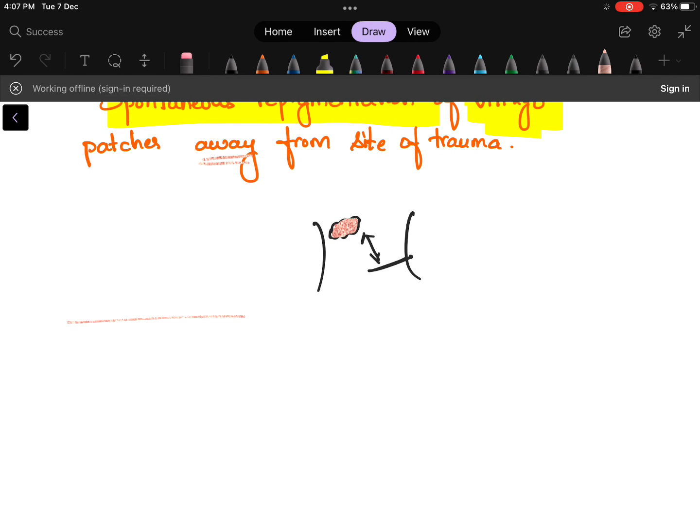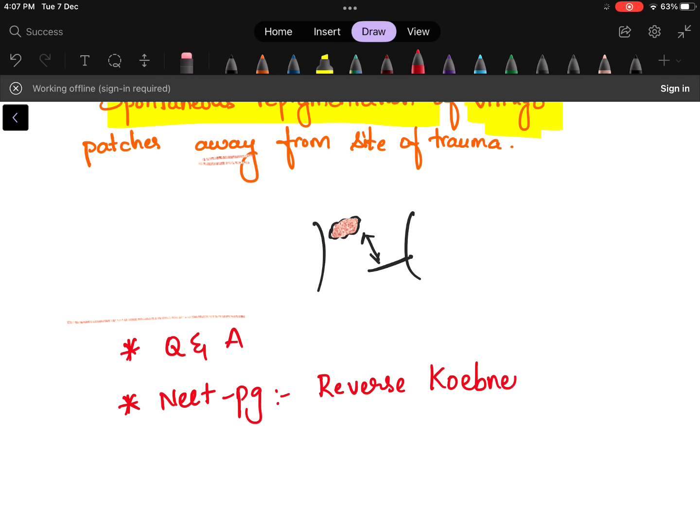You can understand this like this, and the importance of this topic is that you may get a question and answer in your examination, or in NEET PG you may get questions like: the reverse Koebner's phenomenon is seen in? You can easily remember that reverse Koebner's is seen in psoriasis.